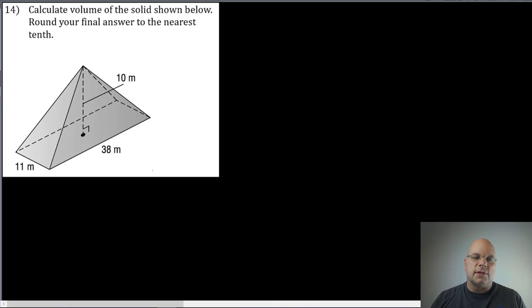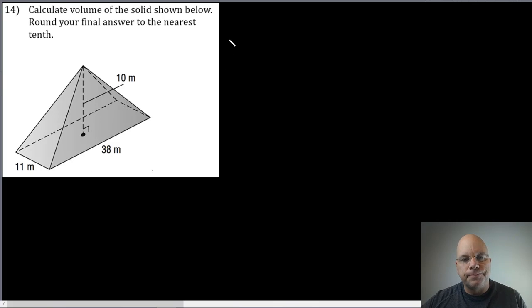Problem 14 asks us to calculate the volume of the solid shown below and round our final answer to the nearest tenth. So what is this solid? It has a single base, this rectangular base, and then all of these other faces are isosceles triangles. It comes to a single vertex. It has one base. This is a pyramid, and since the shape of the base is a rectangle, it's a rectangular pyramid.